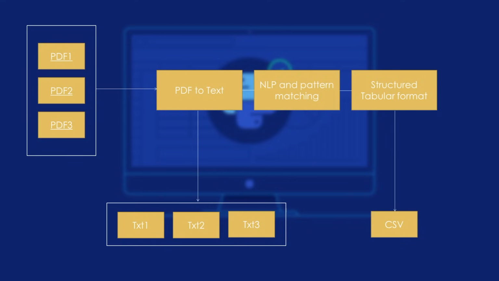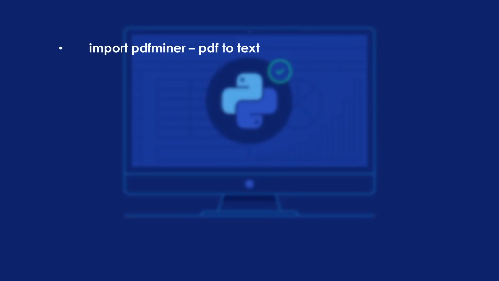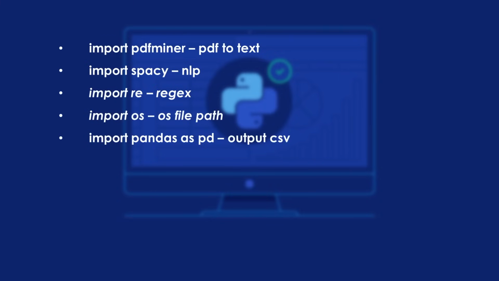So to repeat, we are going to take PDF files, convert them from PDF to text, then do natural language processing and pattern matching, then populate them in a structured tabular format, and then write it in a CSV. For this purpose, these are the packages that we are going to use. The first one is PDF Miner for PDF to text, then Spacy for natural language processing, then the regex package for pattern matching, and Pandas for saving the output CSV. Meanwhile, we also use another package called OS. This is for operating system manipulation, which is required for us to iterate through multiple files in the current working directory, and also to save the output files in the required folder.